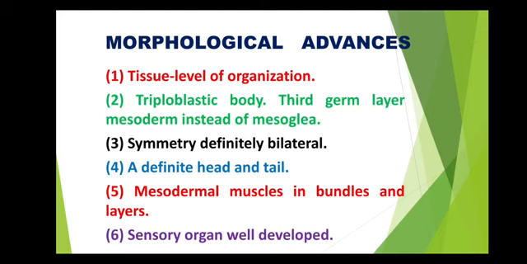Point number 5, mesodermal muscles in bundles and layers. Point number 6, complex and efficient gastrovascular cavity. Point number 7, nervous system with large anteriorly situated ganglia and nerve cords running along the body. Point number 8, better developed sensory organs. Point number 9, internally situated gonads with permanent gonoducts and copulatory structures. Point number 10, behavior organization through learning.